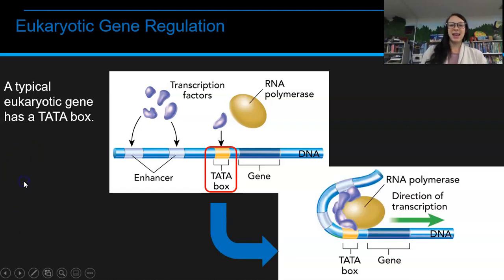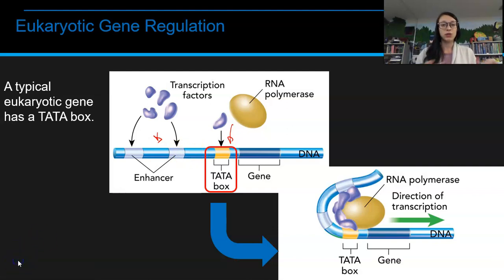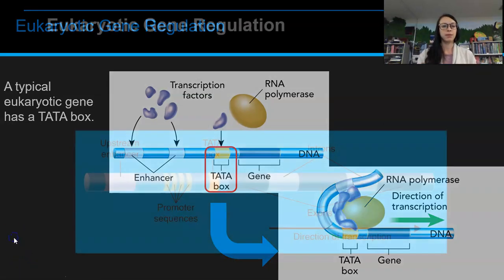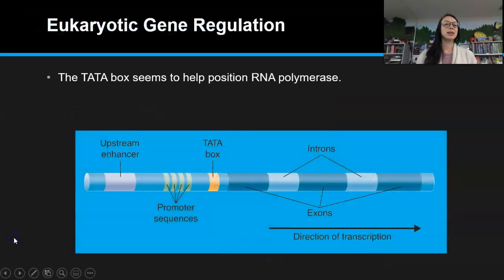So it would look something like this. You'd have transcription factors that would bind to the enhancers, as noticed here, and then you'd have transcription factors that would bind to the TATA box, as noticed there. This causes the DNA to fold and pushes the RNA polymerase in the correct direction of transcription. If transcription factors aren't present, transcription may not occur. The TATA box seems to help position RNA polymerase in the correct spot. Now, we're still learning about the TATA box, but it is relatively common in eukaryotes, and it has something to do with transcription.